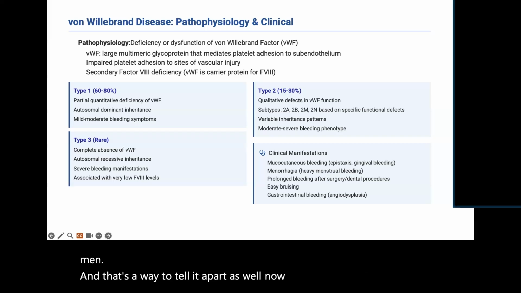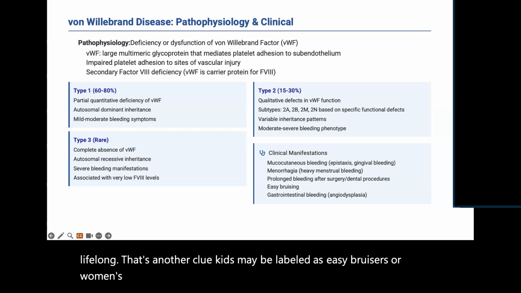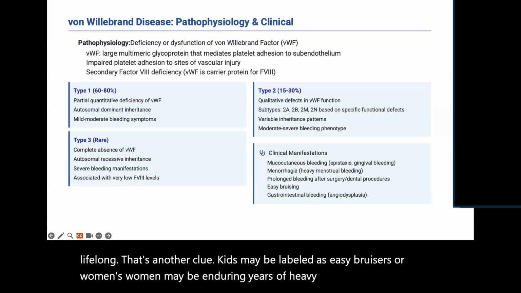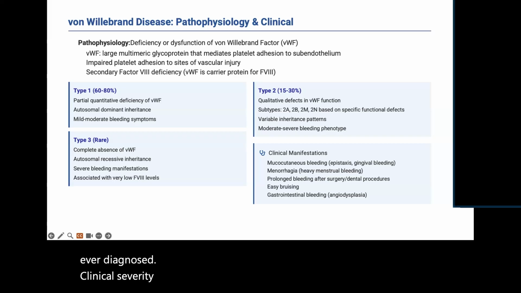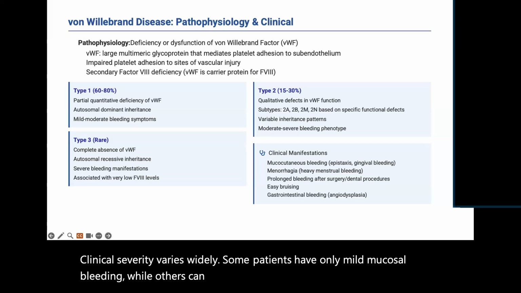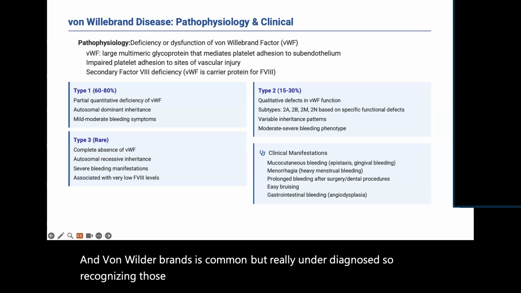Now, the bleeding history is often lifelong. That's another clue. Kids may be labeled as easy bruisers, or women may be enduring years of heavy periods before they're ever diagnosed. Clinical severity varies widely. Some patients have only mild mucosal bleeding, while others can develop major perioperative hemorrhages. And von Willebrand's is common, but really underdiagnosed. So recognizing those mucocutaneous bleeding patterns and family history is essential before any lab tests are ordered.